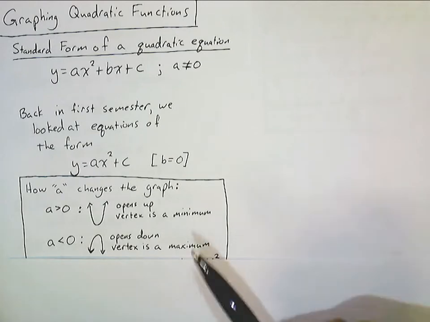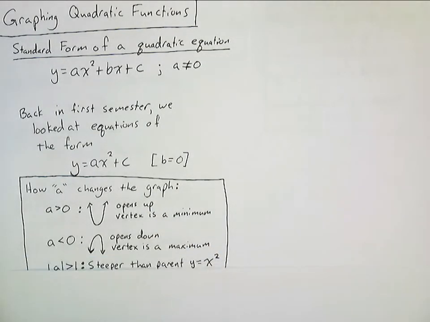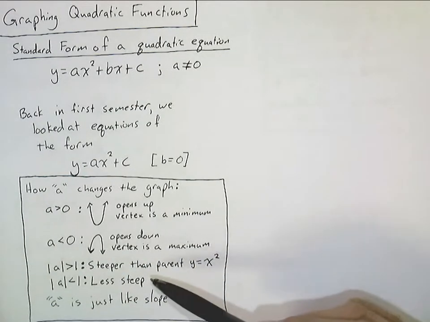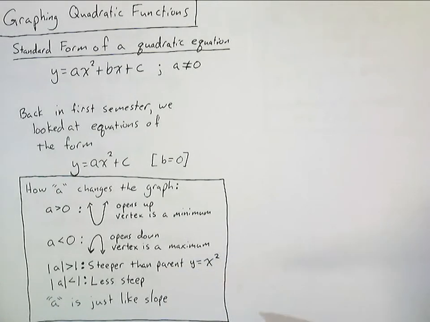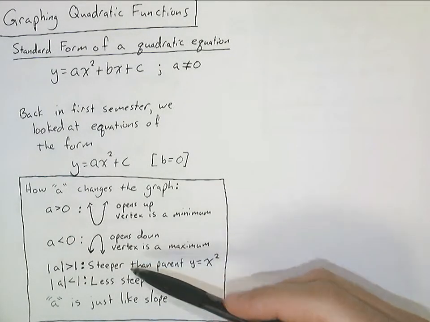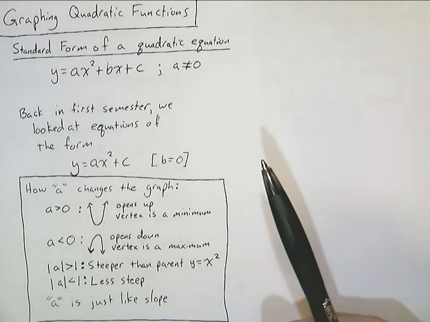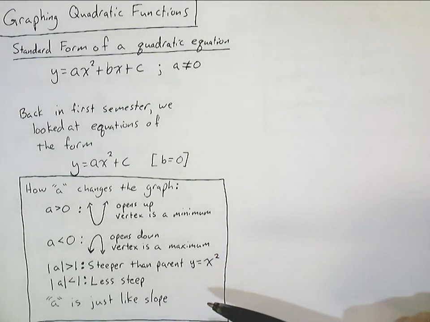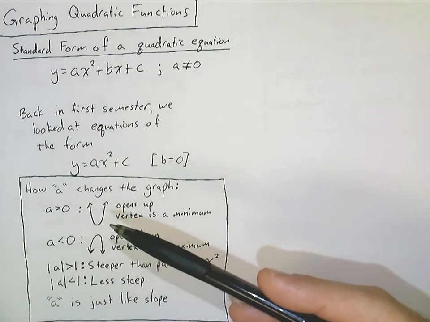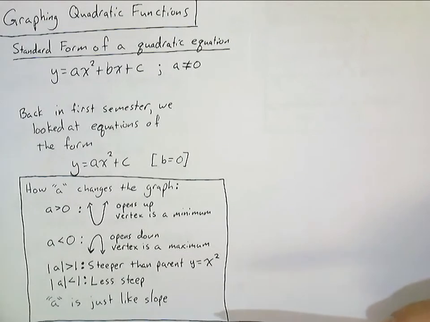So a affected whether the thing opens up or opens down, but also if the absolute value of a is bigger than 1, then the parabola is going to be steeper than the parent function y equals x squared. And if the absolute value of a is less than 1, then the parabola is going to be less steep. Oftentimes you hear people referring to the steeper parabola as being more narrow than the parent function, but that's a really bad way of thinking about it, since this a is actually affecting the parabola vertically. It's stretching the parabola out or squishing it down to the x-axis.